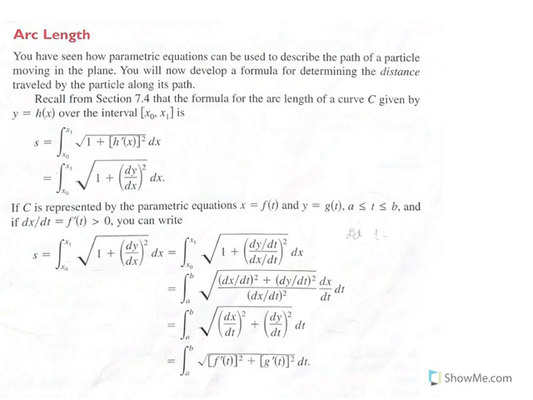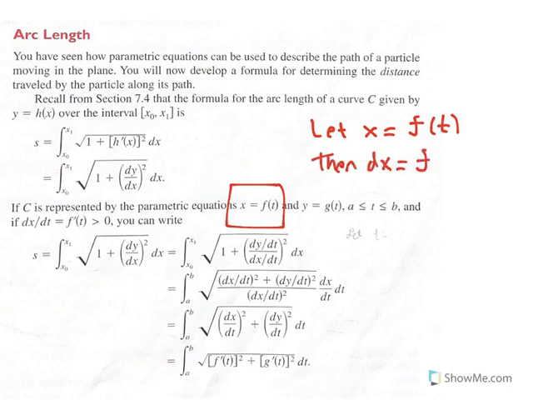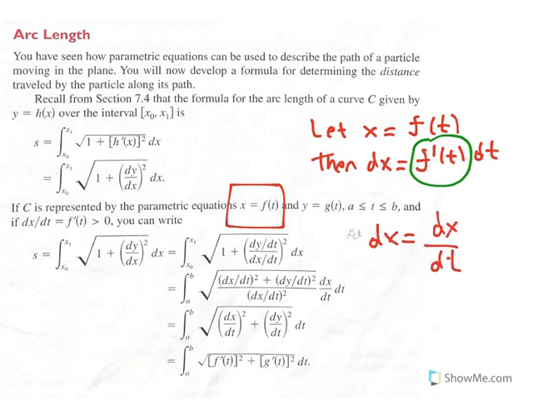So now we will do integration by substitution. Let x be equal to some function of t. Then dx will be equal to f prime of t dt. Another way you can write f prime of t is as follows. It is the derivative of x with respect to t. So now we can change variables. We can replace the dx with dx/dt dt.